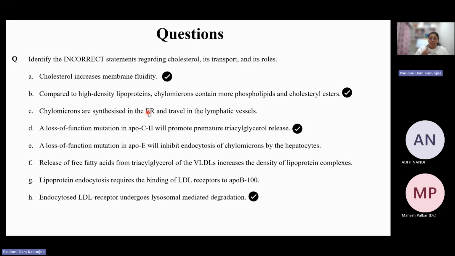Is it at low temperature? Is it at a higher temperature? If it is a higher temperature, then it decreases the fluidity. If it is lower temperature, yes, it increases the fluidity. Okay, that distinction has to be made.